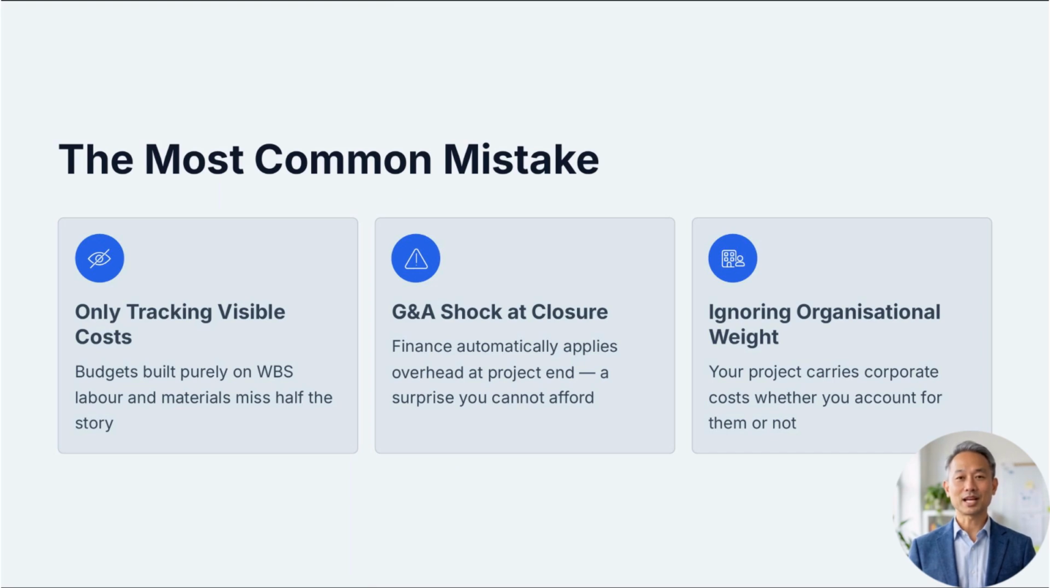Here is what most people get wrong after 25 years of me watching this nonsense in the trenches. They assume that direct costs are the only costs that matter. They submit a budget based purely on the work breakdown structure's labor and materials, leading to massive budget shocks when corporate finance automatically hits them with the G&A overhead at project closure. If your budget only includes what you can see on the site, you are missing half the story. You must account for the organizational weight your project carries.